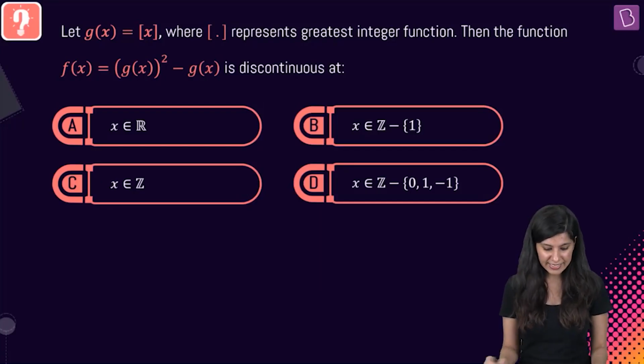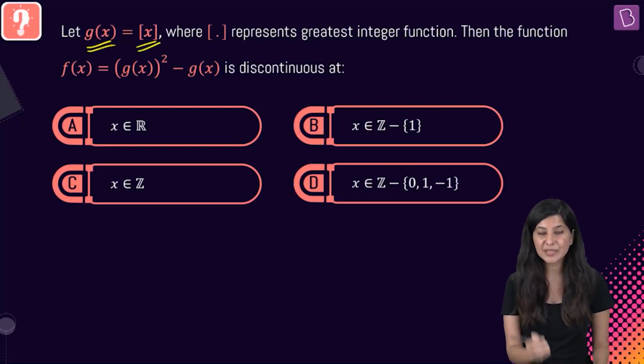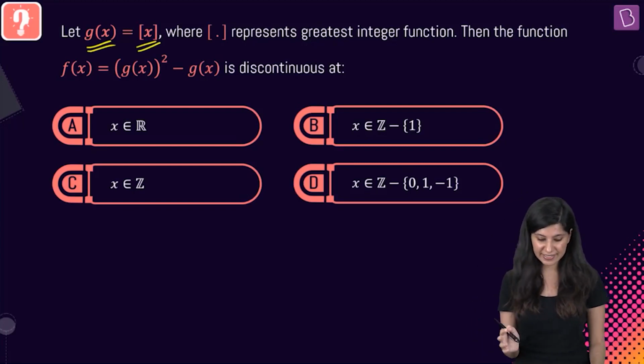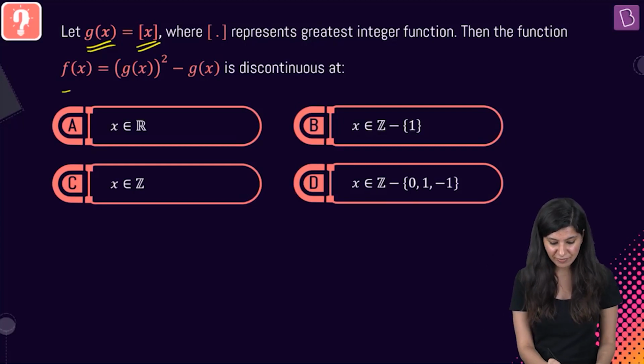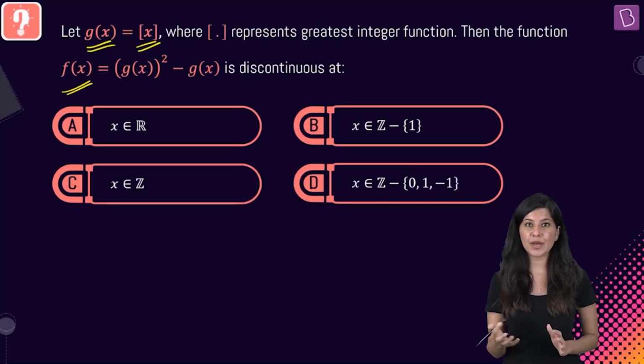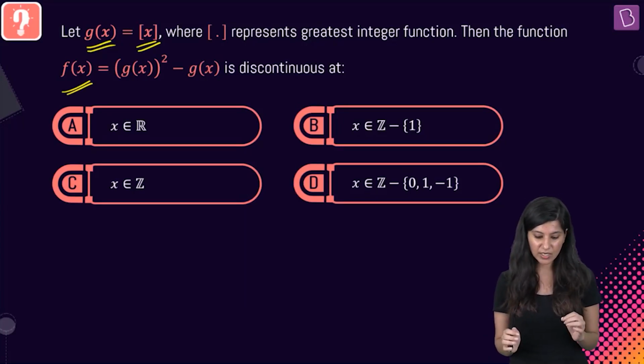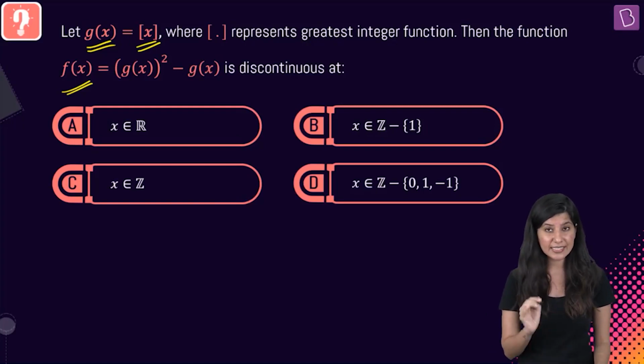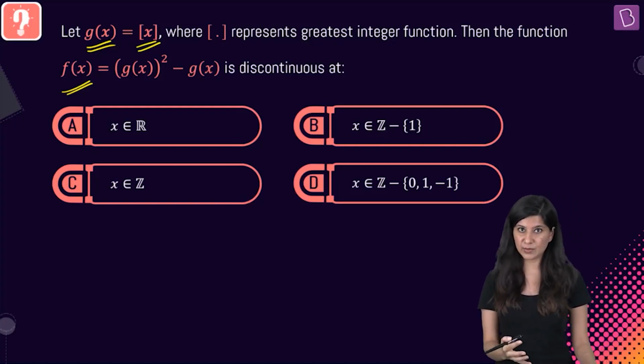Alright, so this question says we have g(x), which is nothing but the greatest integer function of x. And we have another function f(x) which is equal to g(x) square minus g(x). We need to figure out this function f(x) is discontinuous at what all values.